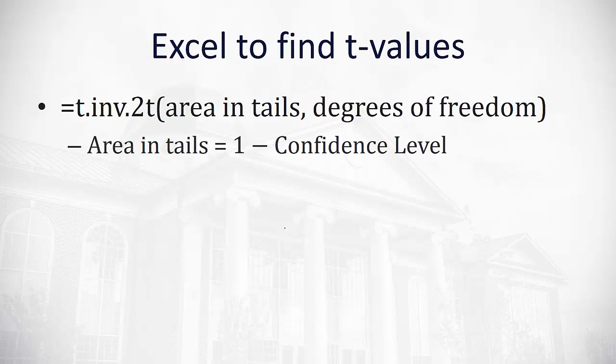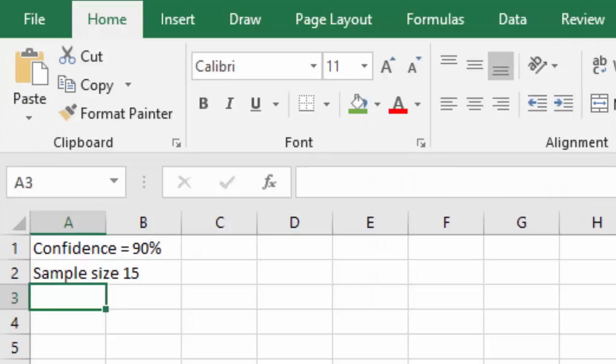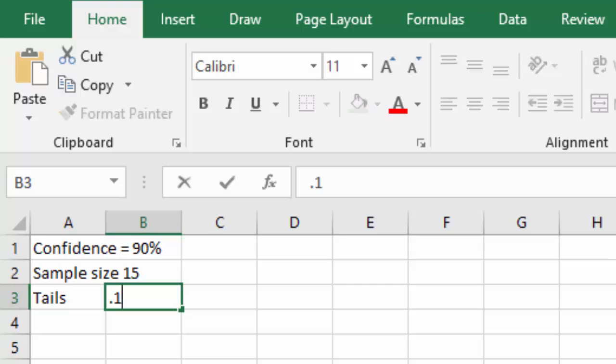You can use a table for the T-distribution, which your text talks about, but I want to use Excel to find T values. And I'm going to show you how that works. We have a command in Excel called T.INV.2T. We tell it the area in the tails and the degrees of freedom. When we're making a confidence interval, we know the area in the tails is 1 minus the confidence level. Here I'm being asked to look at a sample size of 15 with a confidence interval of 90%. Again, the confidence is that stuff in the middle, so in the tails we've got 100% minus 90%, which is 10%, or 0.1.